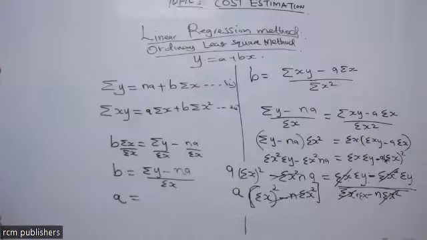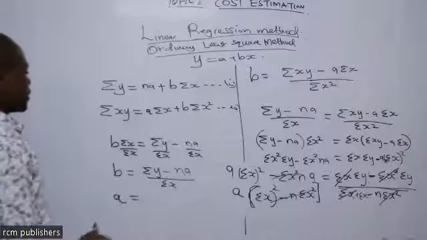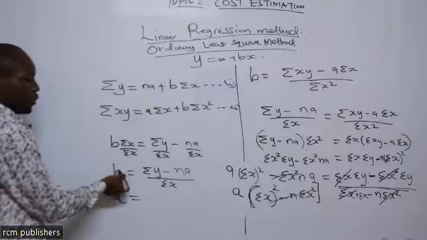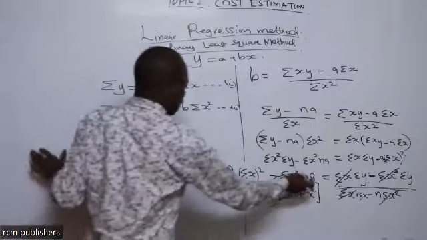divide by summation of x minus n. That is what we have there. Now, if we look at it, that is if we go the B way, that is what we have as the value of A.